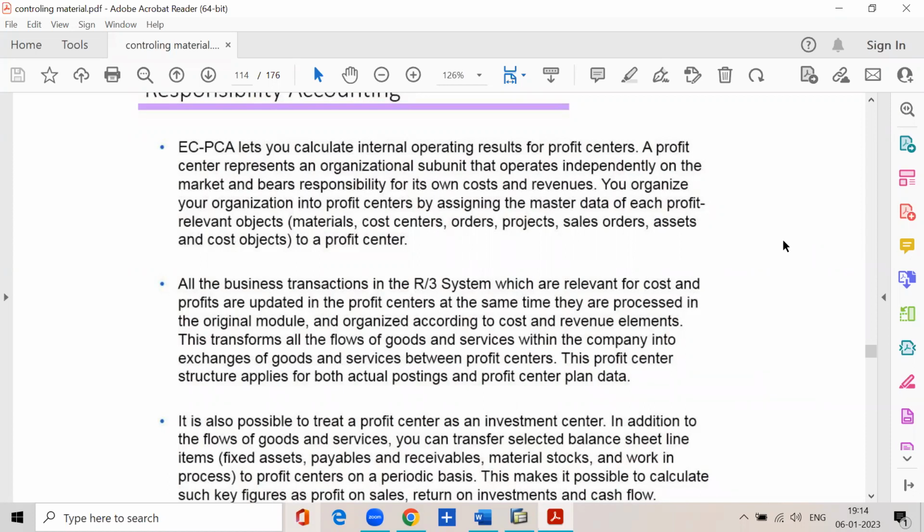Now we will be going on assigning actual expenses and actual revenues. At the end of the month, what is the actual profit? Then the actual profit is compared with the planned profit. If the actual profit is less than the planned profit, then we can analyze the reasons. So in controlling, we always analyze the reasons for the variances.